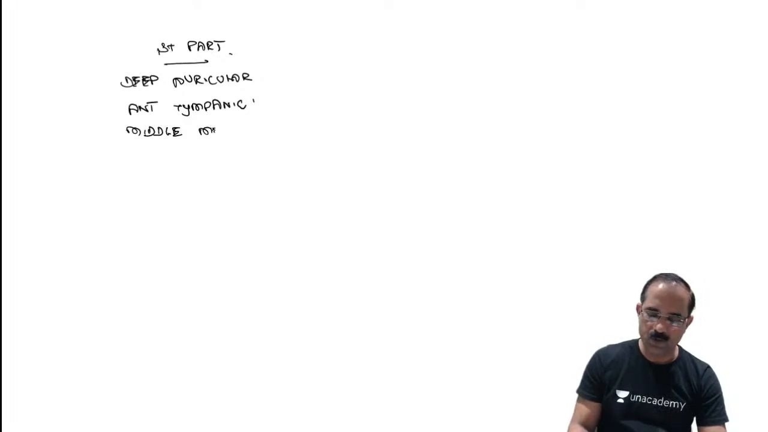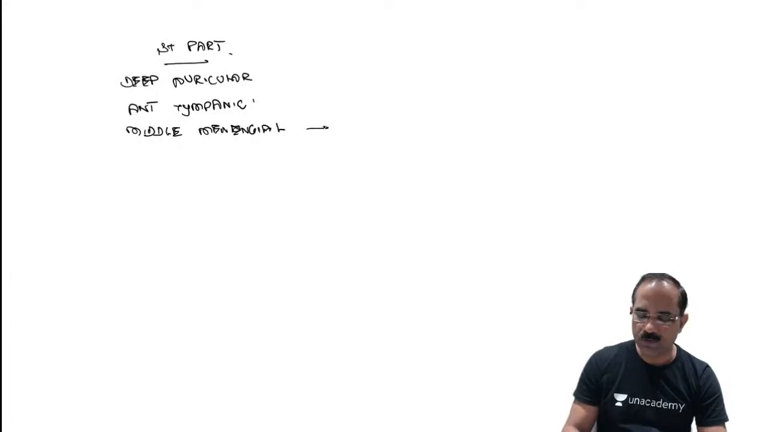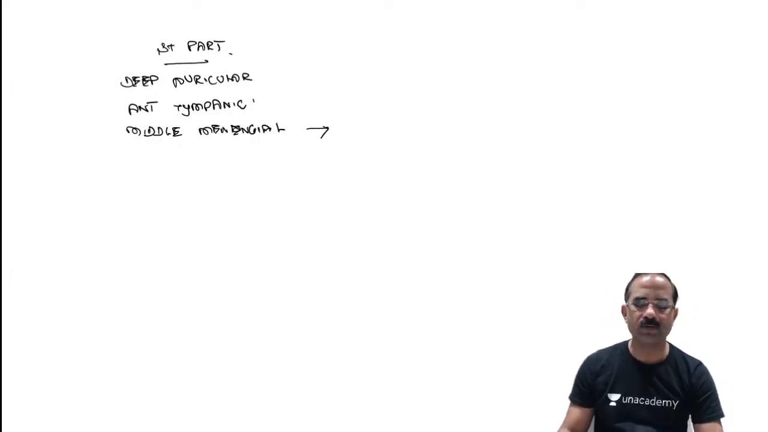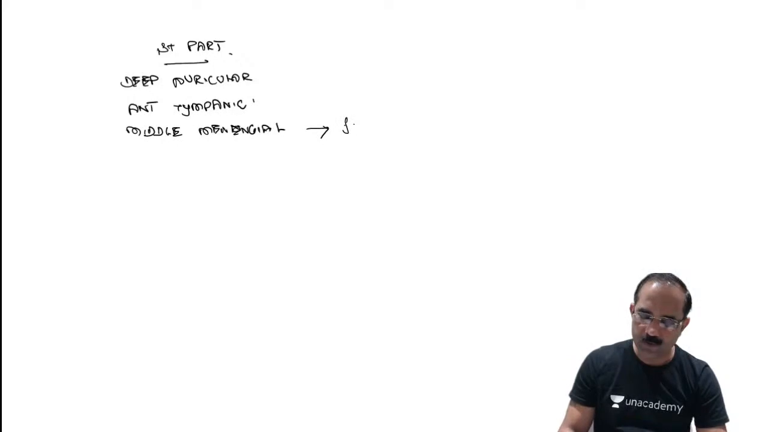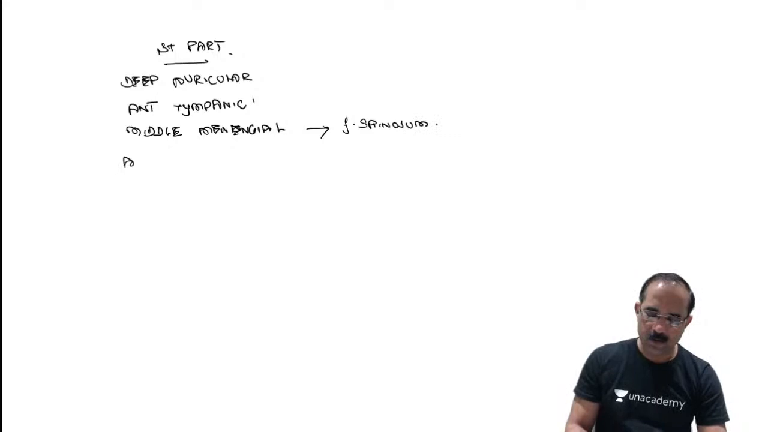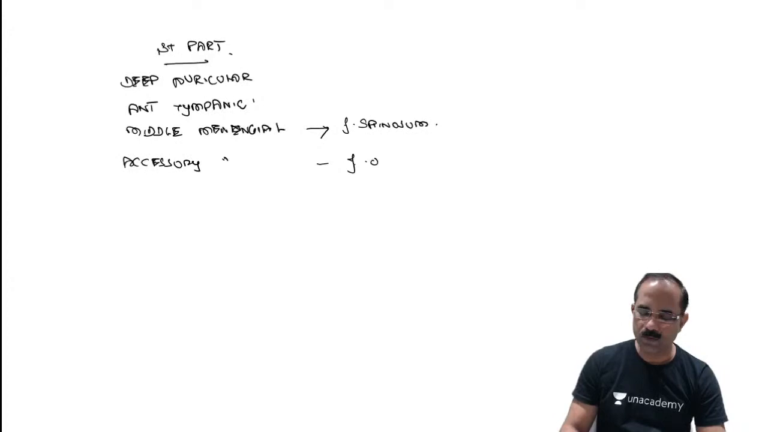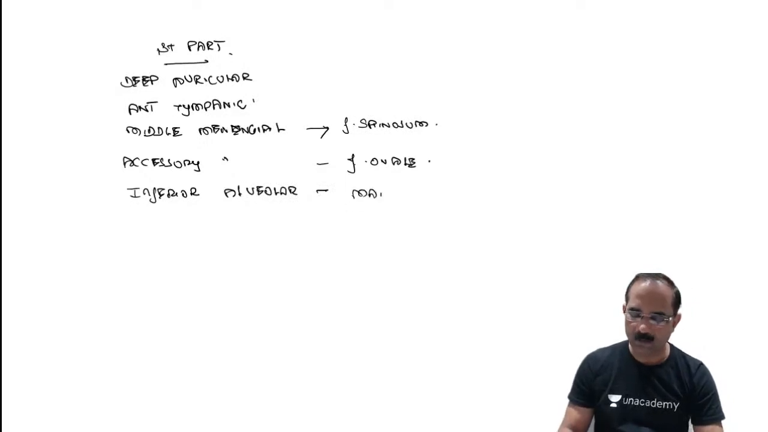Middle meningeal. Middle meningeal artery enters the skull through which foramen? Can anyone answer this? The middle meningeal artery enters the skull through foramen spinosum. Accessory meningeal enters through the foramen ovale. And the last artery is inferior alveolar. It enters into which foramen here? The mandibular foramen. Just remember all these things.